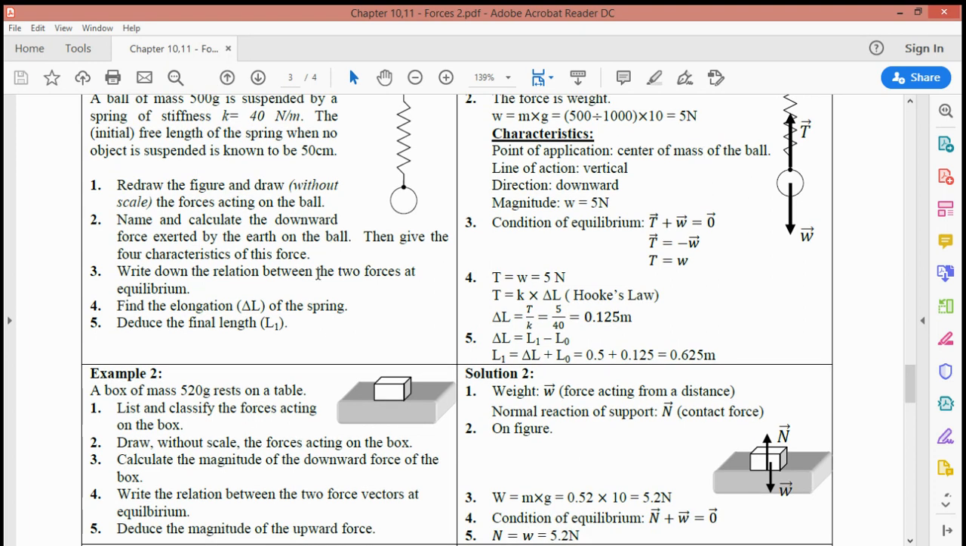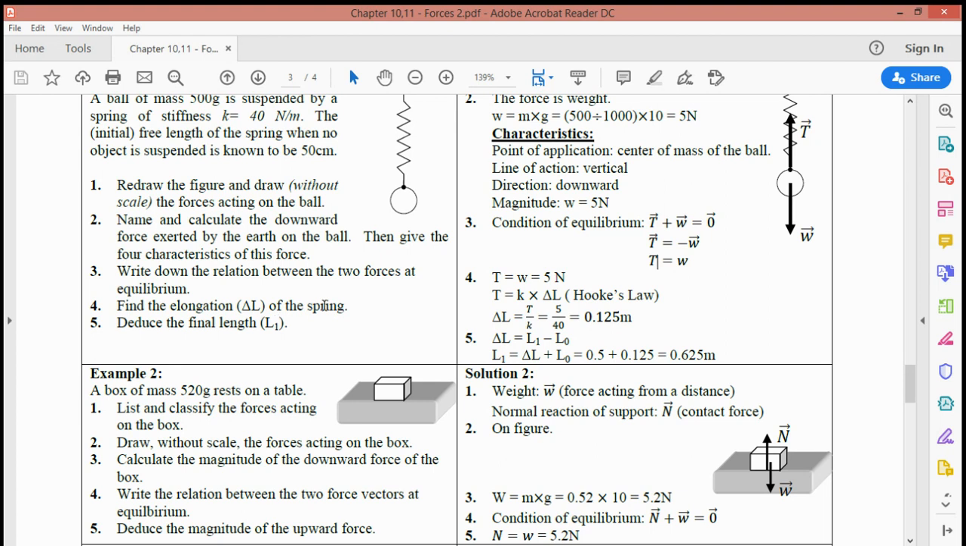Write the relation between the two forces at equilibrium. This question is always familiar. We should be familiar with it. So the condition of equilibrium is tension plus weight equals 0. Notice the vectors above each of these three terms. Tension vector plus weight vector equals the zero vector. Then we send the weight vector to the right. Tension vector equals minus weight vector. We remove the vectors and the minus. Tension equals weight. This is the magnitude relation.